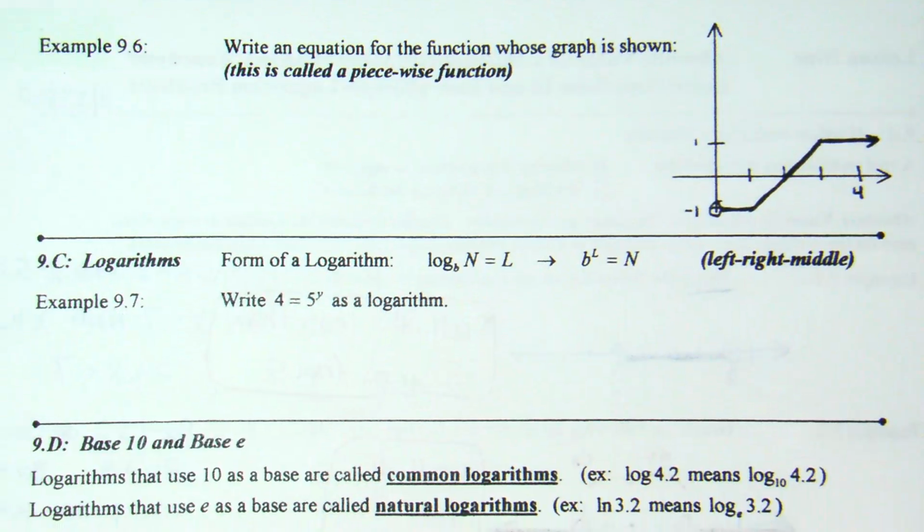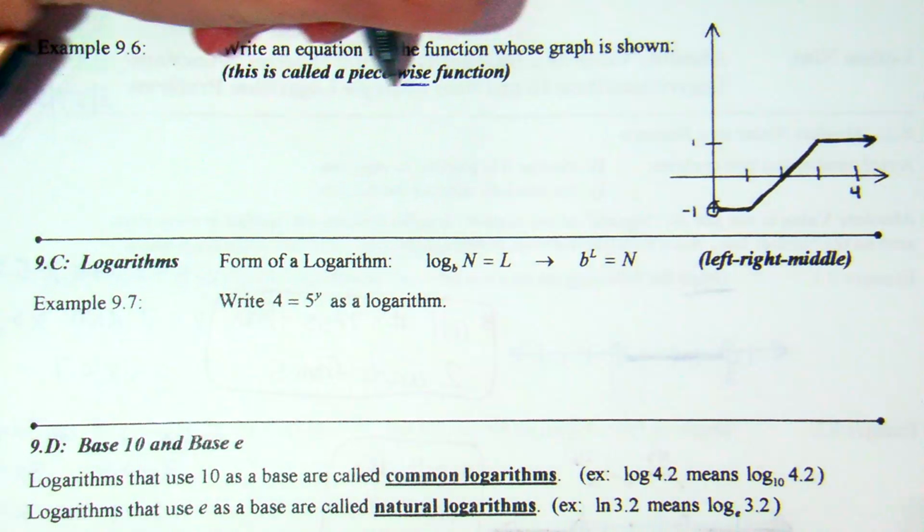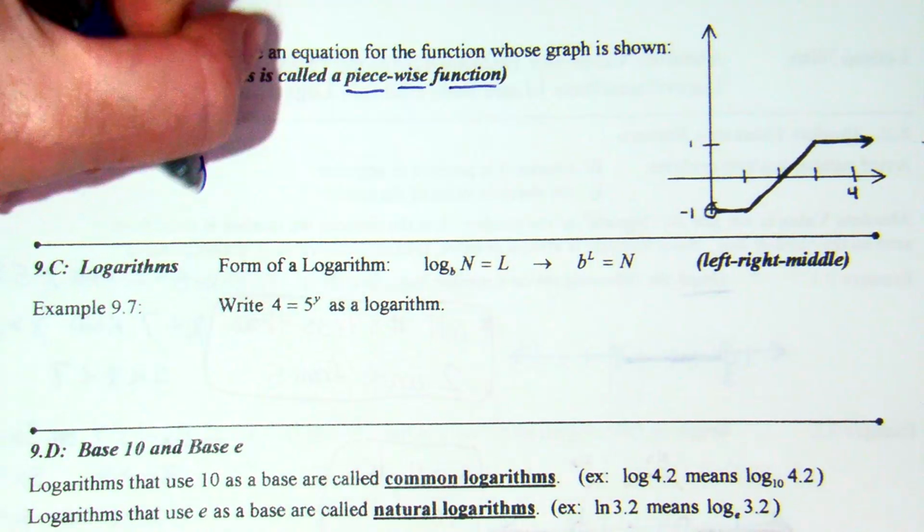Example 6. Write an equation for the function whose graph is shown. This is called a piecewise function. Because is there an equation that represents that exact graph? No. That is 3 different pieces put together. Calculus likes to use piecewise functions. So understanding how we put all this together to create one piecewise function is going to be important.